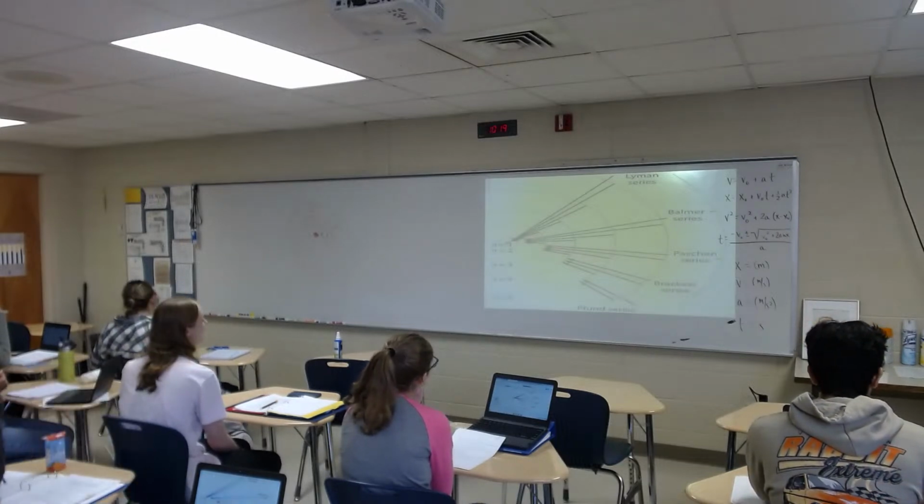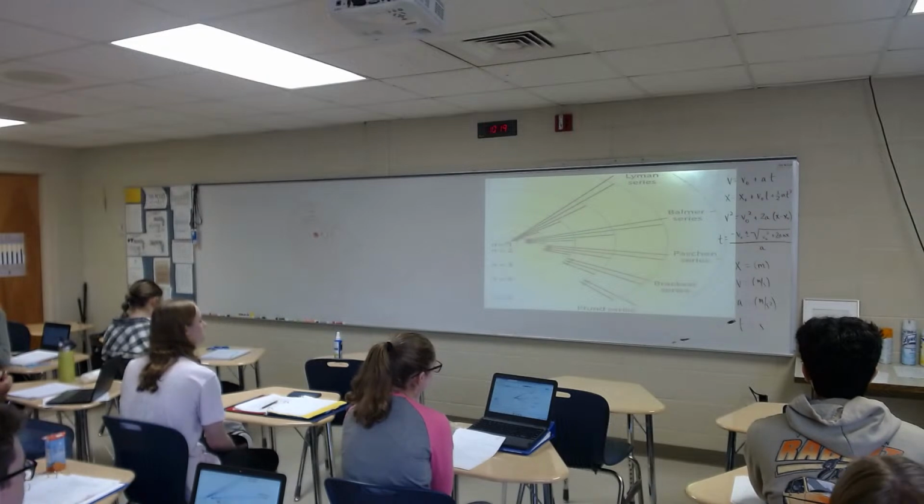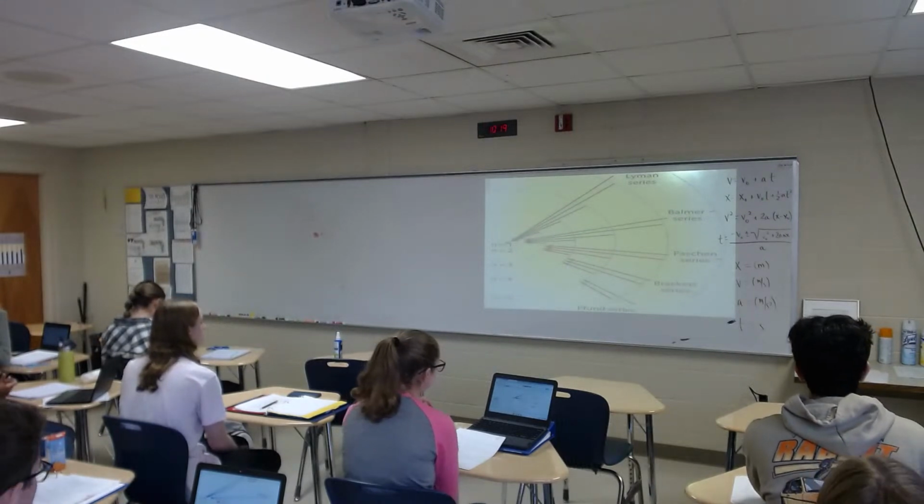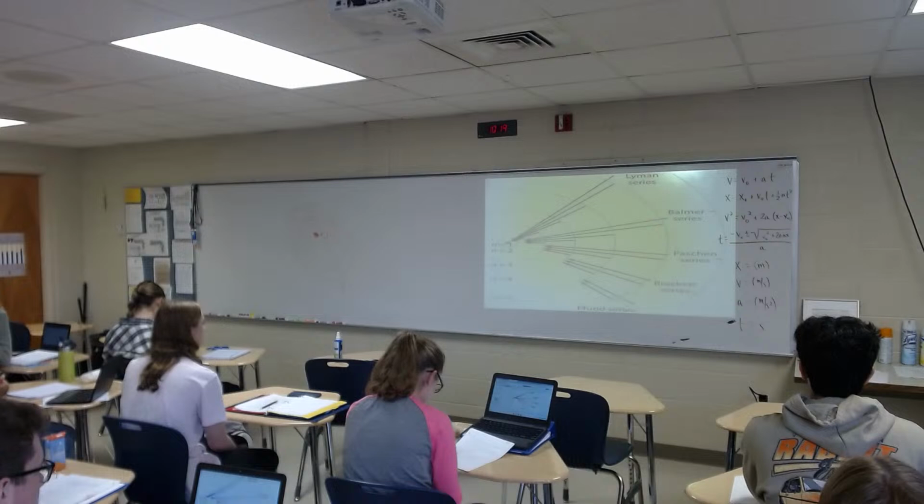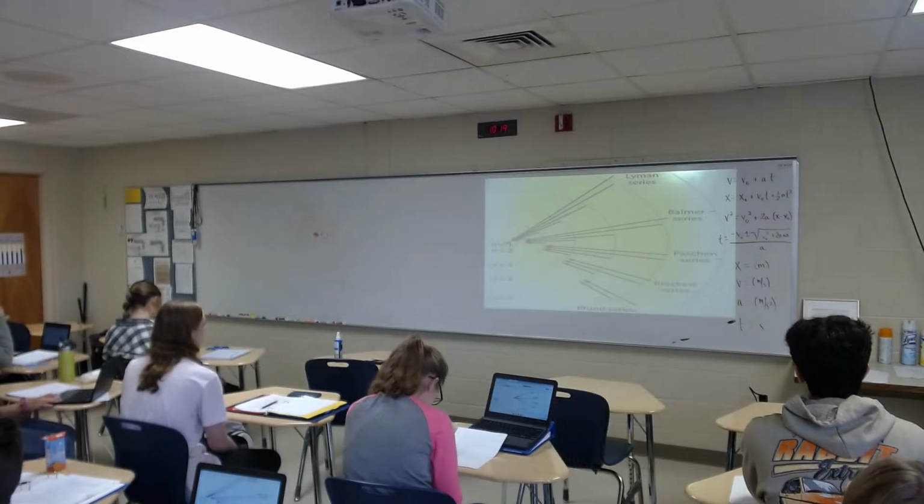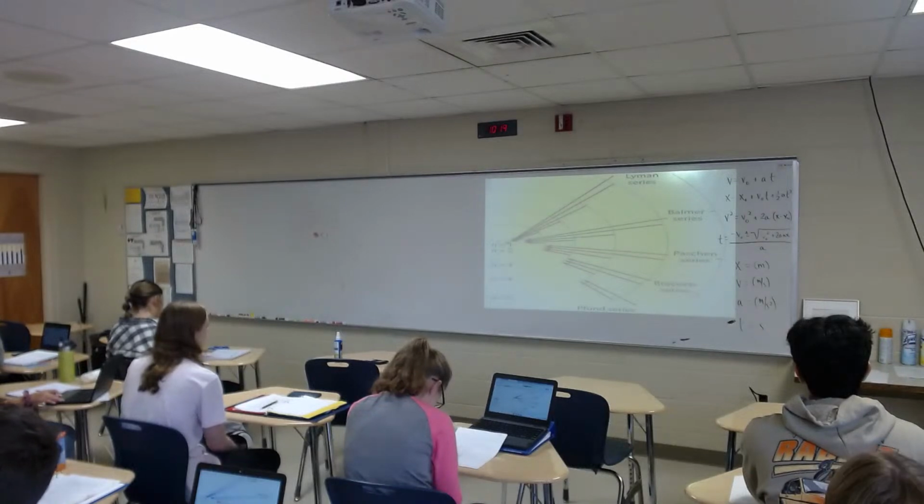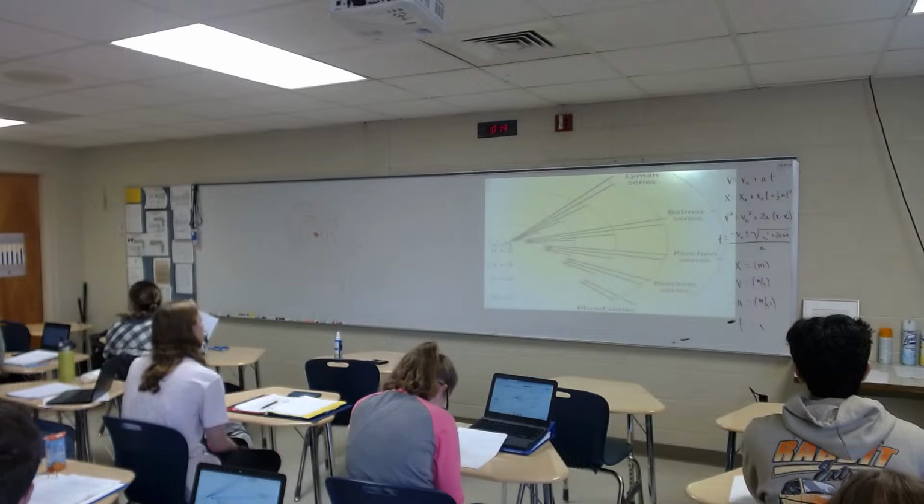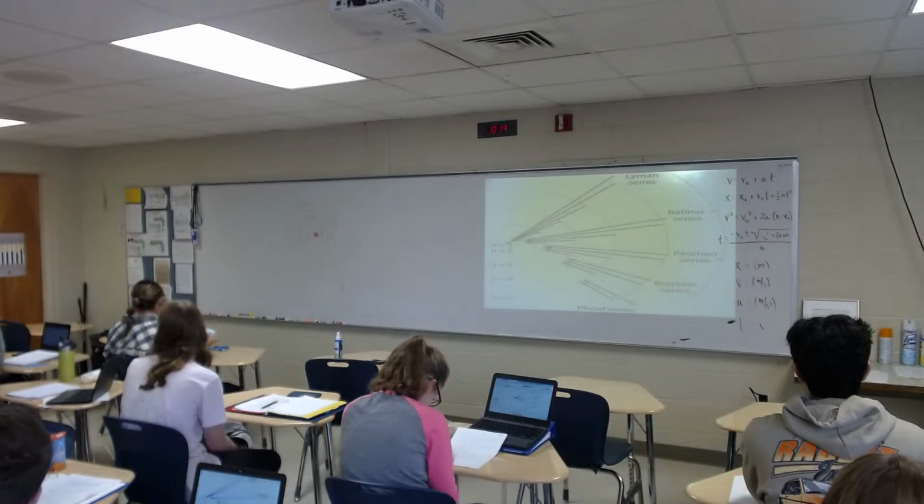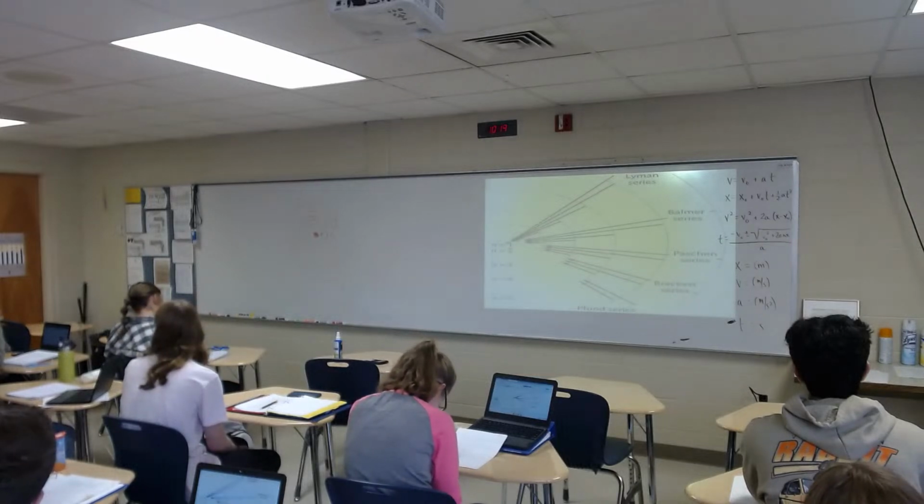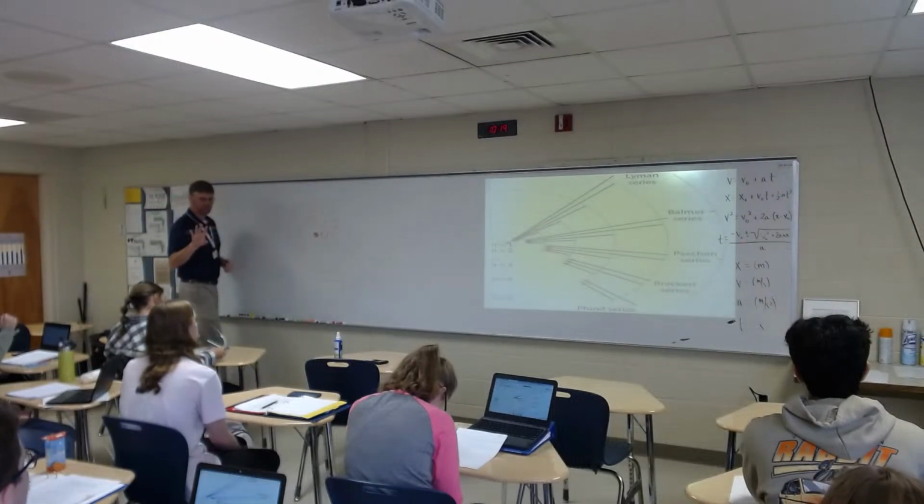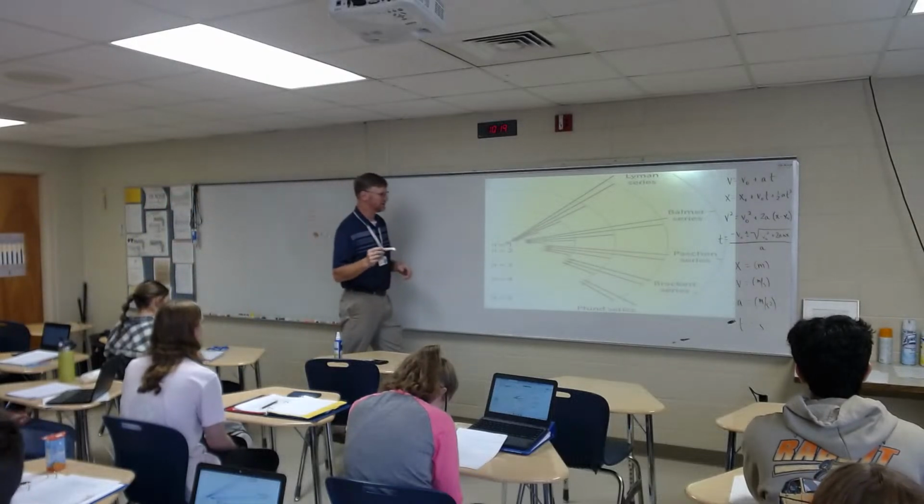If you look at this right here, you don't have to know these names up here. What we do need to know is that of all the possible transitions, you can go 7 to 6, 7 to 5, 7 to 4, 7 to 3, 7 to 2, 7 to 1. You can go 6 to 5, 6 to 4, 6 to 3, 6 to 2, 6 to 1. All the possibilities. There's only 4 of them that give a visible photon. We do need to know this.